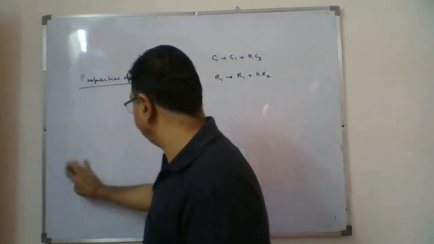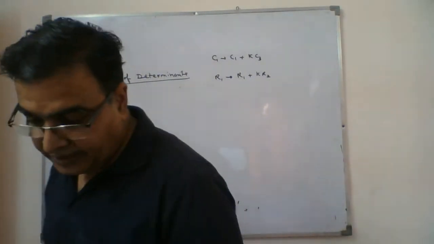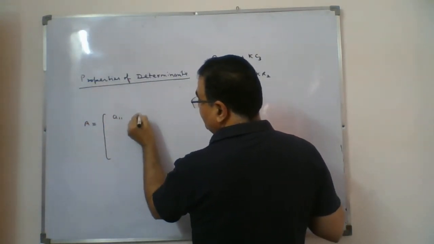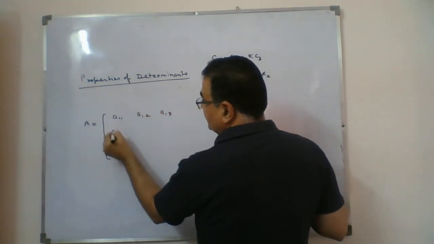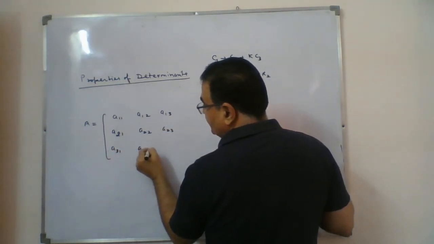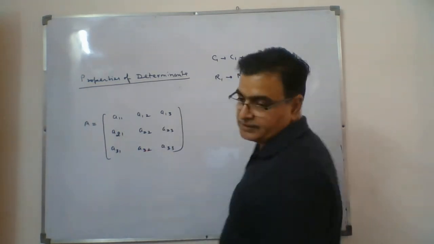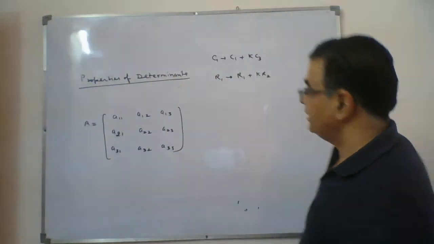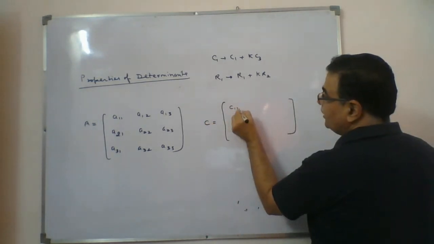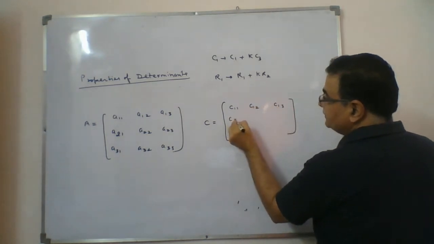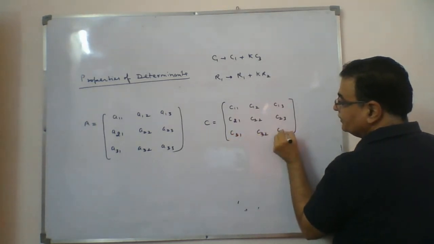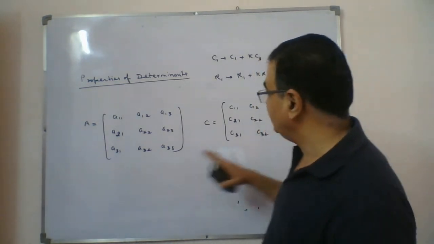Next property. The next property says that if you have a matrix A with elements A11, A12, A13, A21, A22, A23, A31, A32, A33, this is one matrix A. And another matrix is C, which will be the matrix of their cofactors, that is C11, C12, C13, C21, C22, C23, C31, C32, C33. One matrix is multiplied with this cofactor matrix.